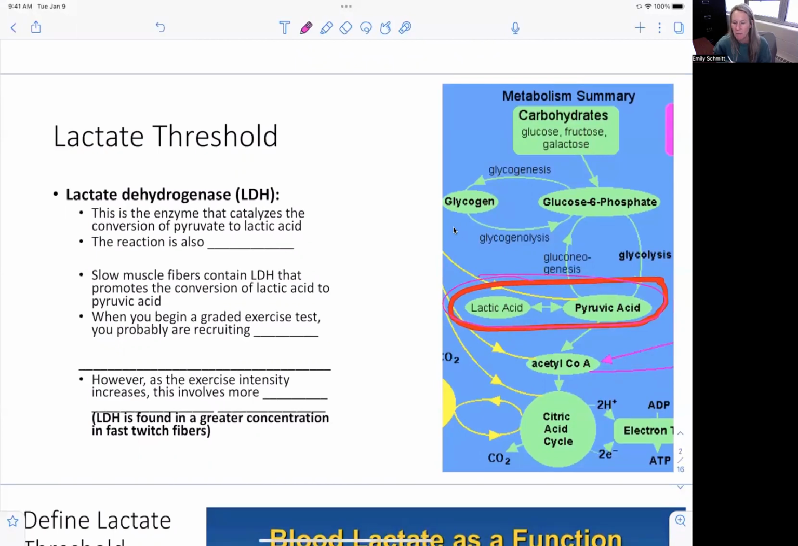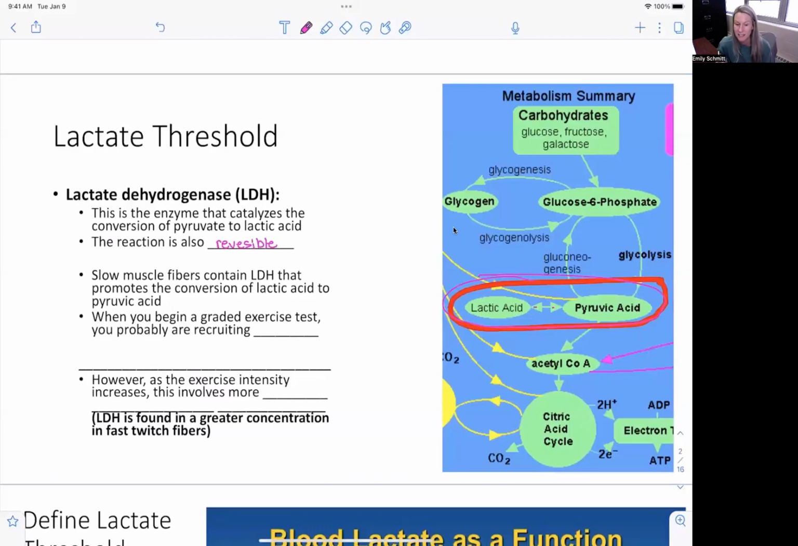You all have seen the schematic on the right several times now. This is really the area that we are talking about: this conversion and this catalyst of pyruvate to lactic acid. This action is also reversible, as you can see from the arrows here, from pyruvic acid to lactic acid and back to pyruvic acid. Slow muscle fibers contain lactate dehydrogenase that promotes the conversion of lactic acid to pyruvic acid.